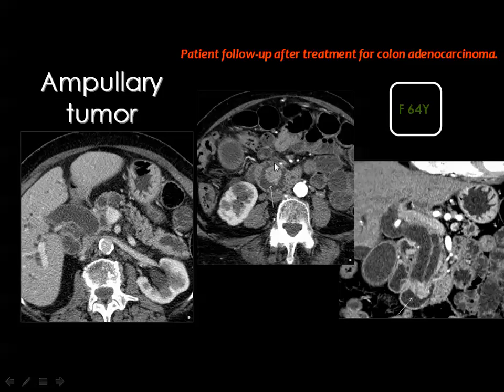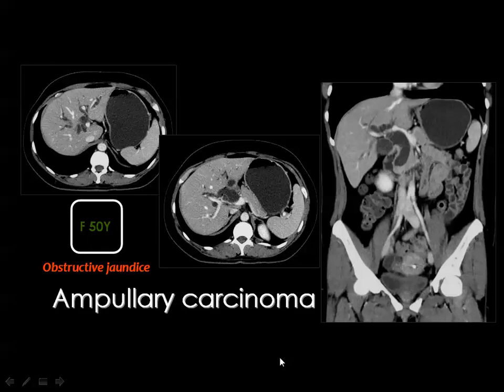Going down, you see this is part of the duodenum, of course, and you see a mass inside it. The reconstructed image will show that this is the common bile duct, this is the pancreatic duct, and this is the tumor which is bulging into the duodenum.